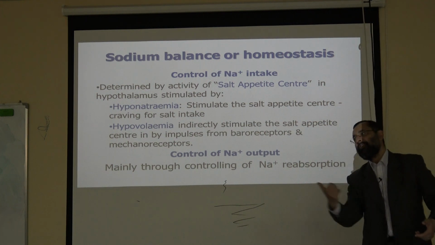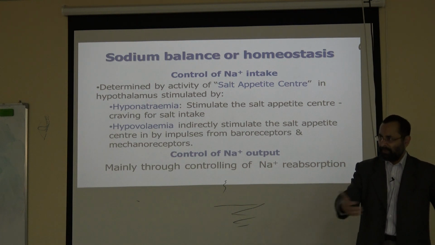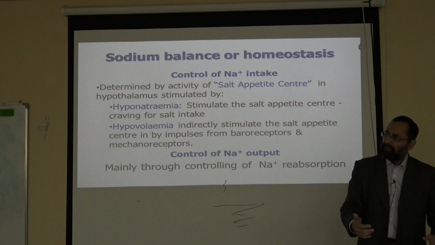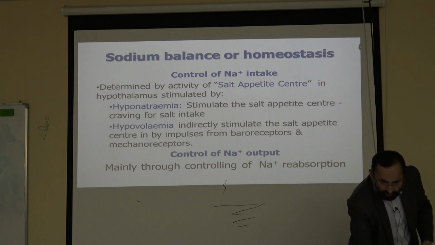For the output, definitely you are going back mainly for the kidney, but for other areas of the body as well, skin, and these are the areas where you are losing sodium from. Okay? From GIT.